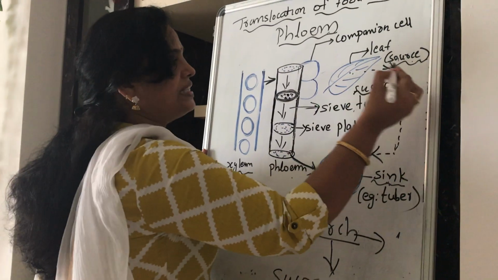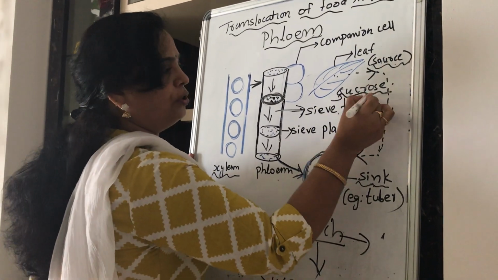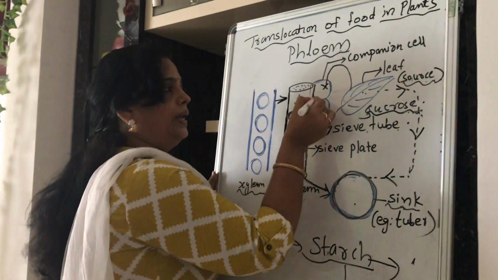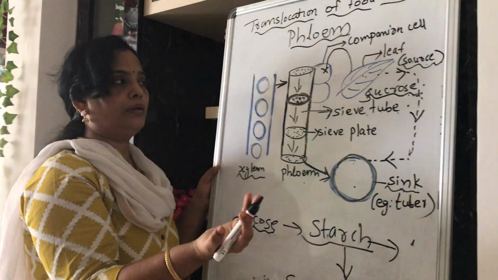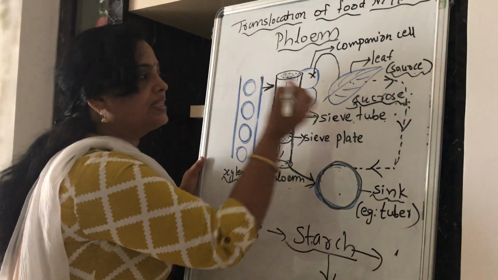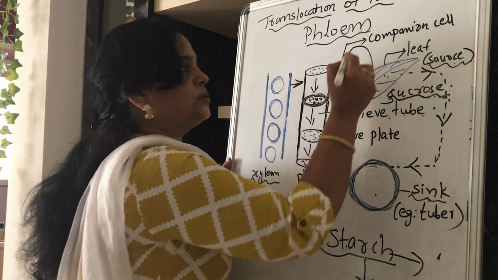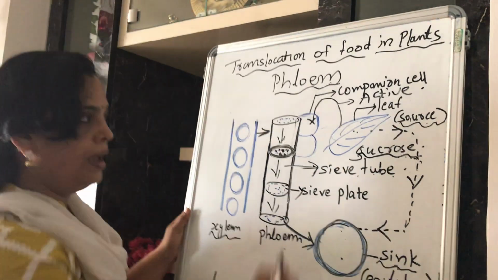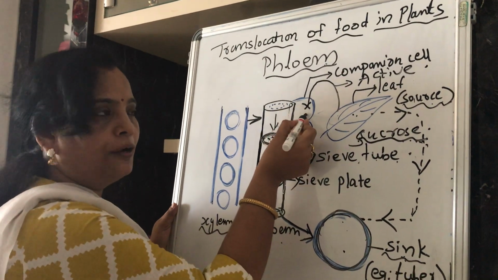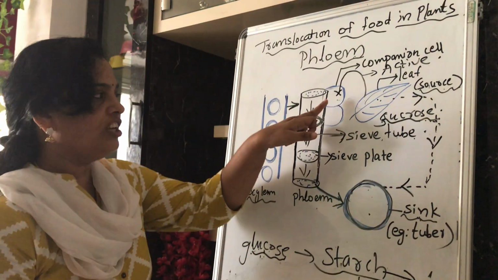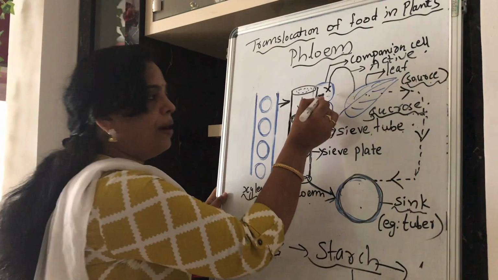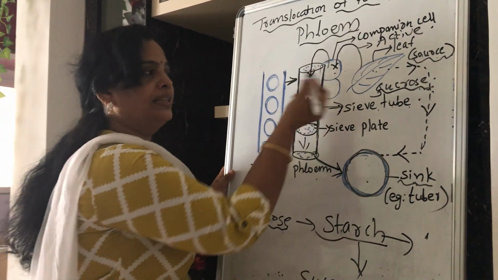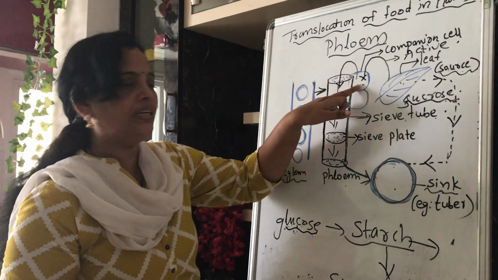Let us see, the leaf is having the sucrose. The leaf produces sucrose by photosynthesis, and that sucrose will first be transported to the companion cells of the phloem. Now this transport is again active transport, which uses ATP. By using ATP, it gets transported into companion cells. Once it reaches the companion cells, from the companion cells this sucrose will move into the sieve tubes. This is passive. Only from here to here it is active.